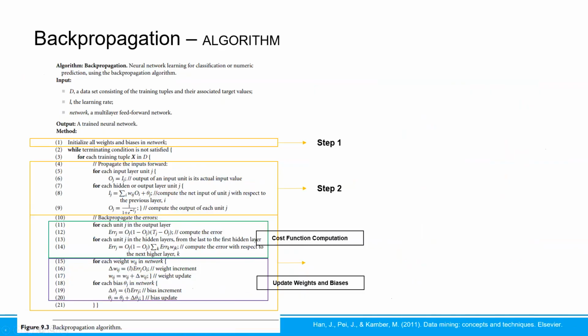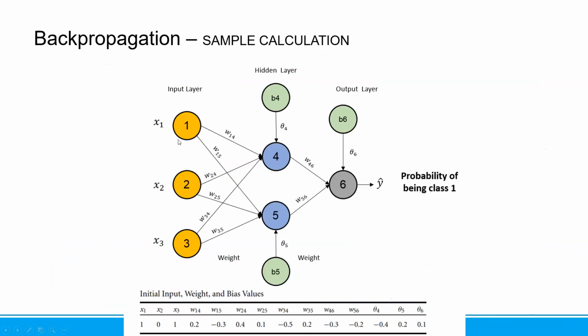This is the algorithm of the backpropagation. Maybe it's better to see the examples rather than seeing this algorithm. So we have this network. We have the input layer, we have the hidden layer, and we have the output layer. Now you can see there are 3 units, x1, x2, and x3. And for every unit, there is a connection with the hidden layer.